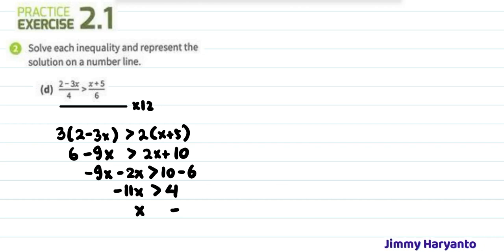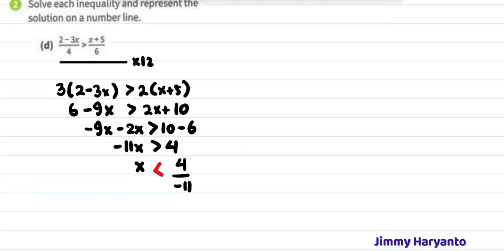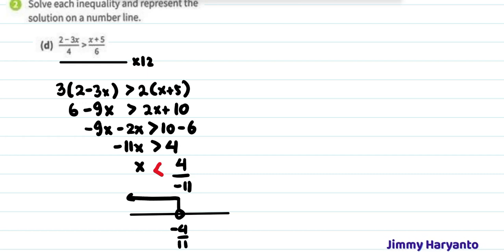that means x is 4 divided by negative 11. Because it is divided by a negative number, that means it has to be less than. The number line will be like this, negative 4 over 11, and it goes to the left.